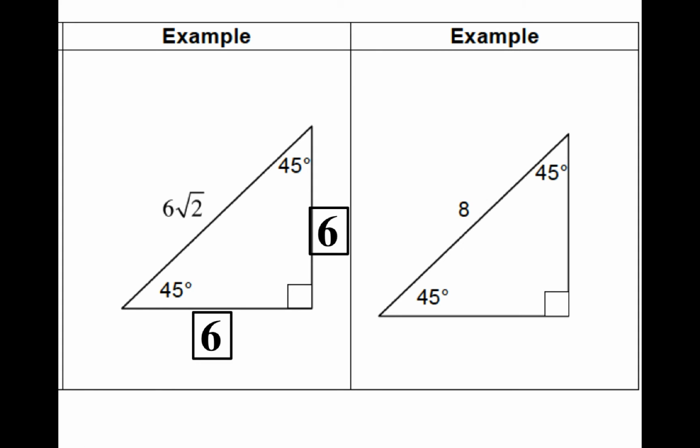And there is a trick for doing this. If the square root of 2 is not in the hypotenuse, then it's going to be in both legs. And then you take the number and divide by the number in the root. So 8 divided by 2 is 4. So that means both legs are 4 square root 2.